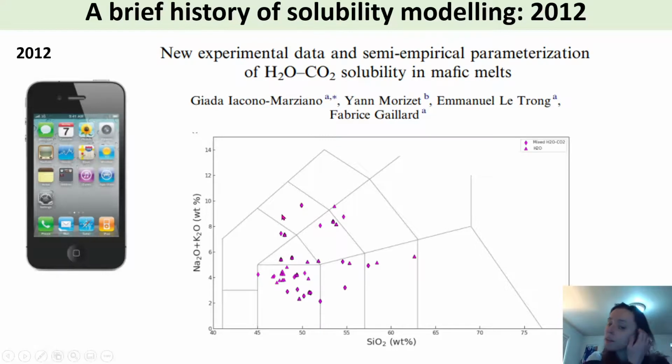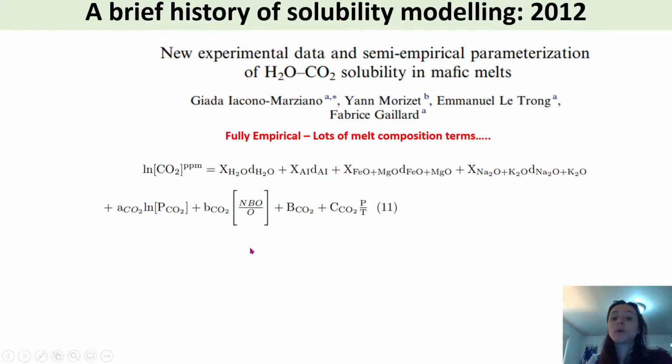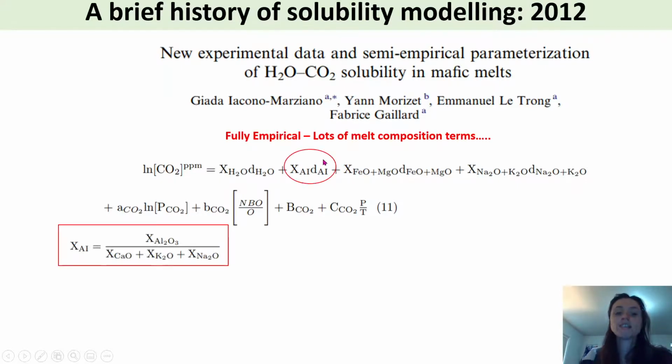2012, Dixon and Marziano come and do a great service to anyone sort of working in this region of compositional space. Far, far more experiments on basalts up to higher pressures than we had previously. And this model is fully empirical. Again, you have a term for water, and then you have all of these different constants multiplied by different melt parameters. So for example, the constant DAI is multiplied by the AI index, which is basically the fraction of Al2O3 over calcium, potassium and sodium.